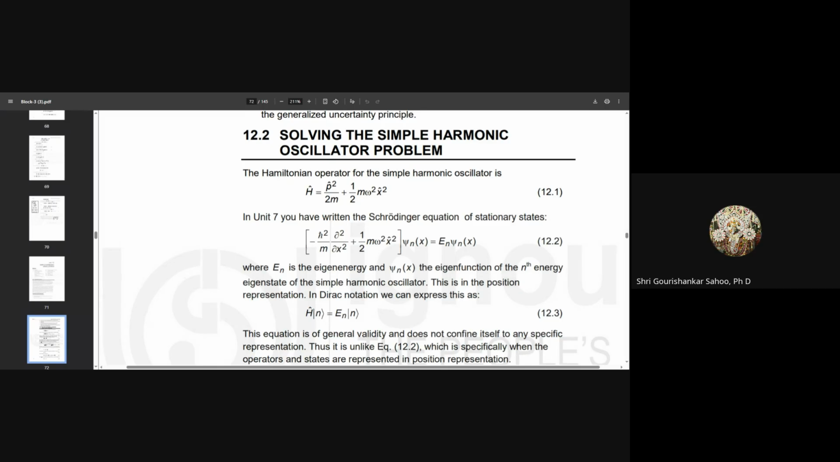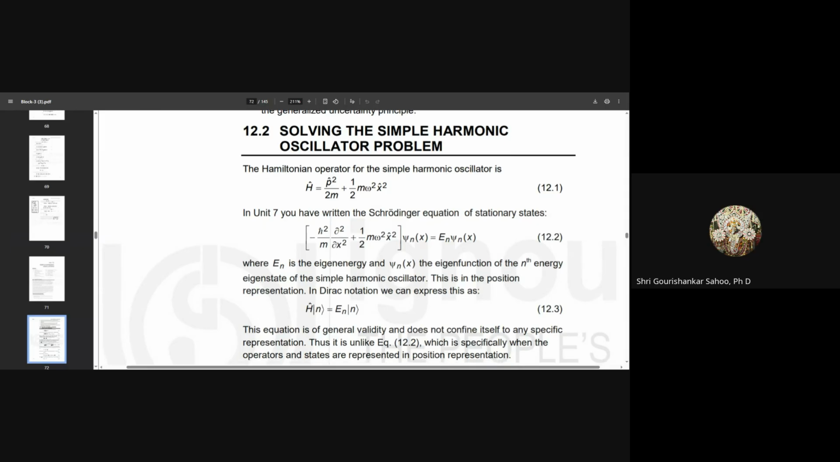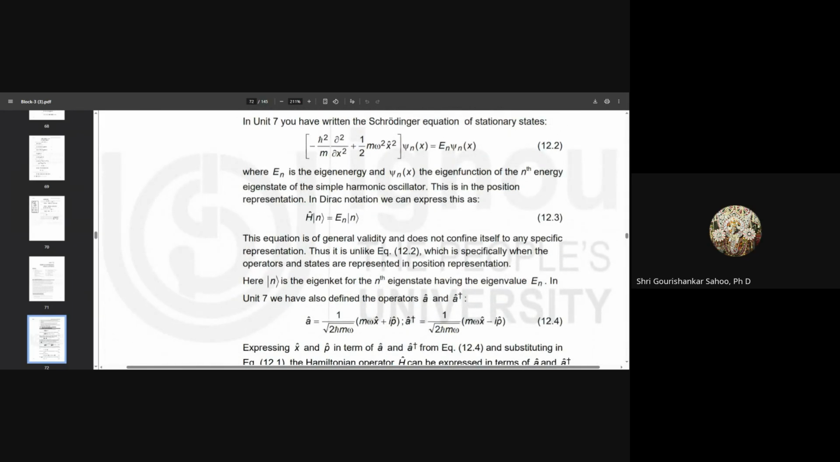So this is specifically when operator and states are represented in position representation. So here you have A cap can be written as 1 by root over 2 h cross m omega multiplied by (m omega x cap plus i p cap), and A cap dagger can be represented as 1 by root over 2 h cross m omega multiplied by (m omega x cap minus i p cap). Now you can express x cap and p cap in terms of A cap and A cap dagger.